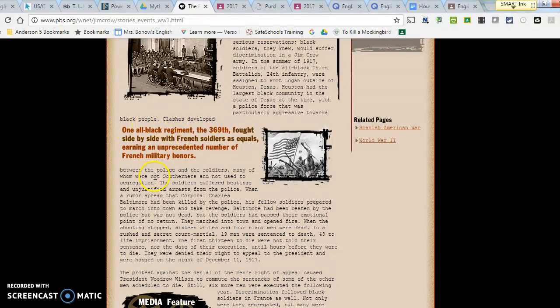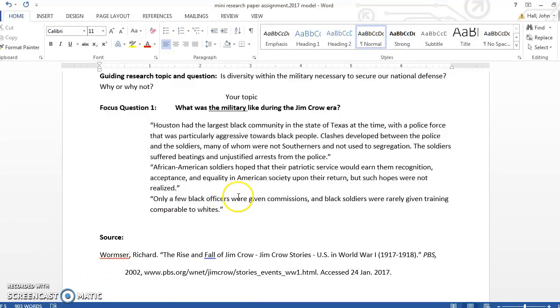Clashes developed between the police and the soldiers, many of whom were not Southerners and not used to segregation. The soldiers suffered beatings and unjustified arrests from the police.